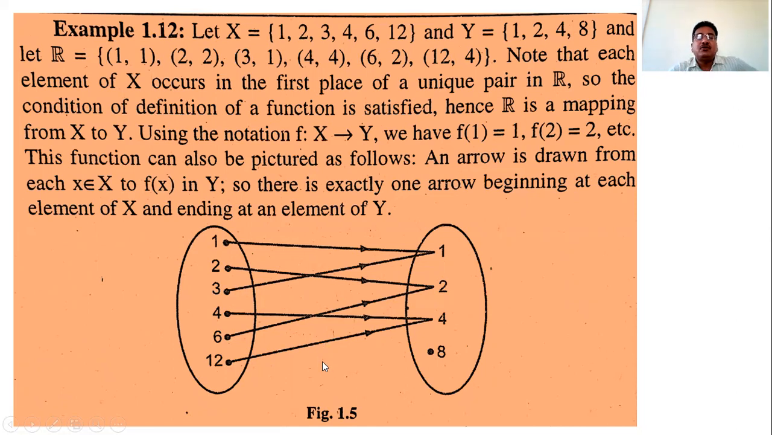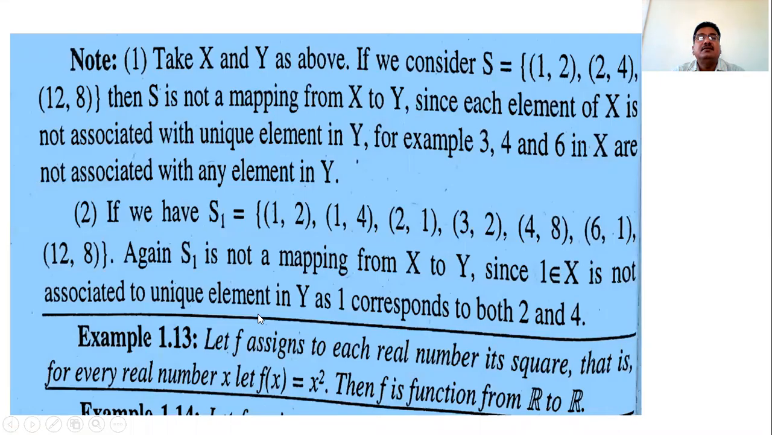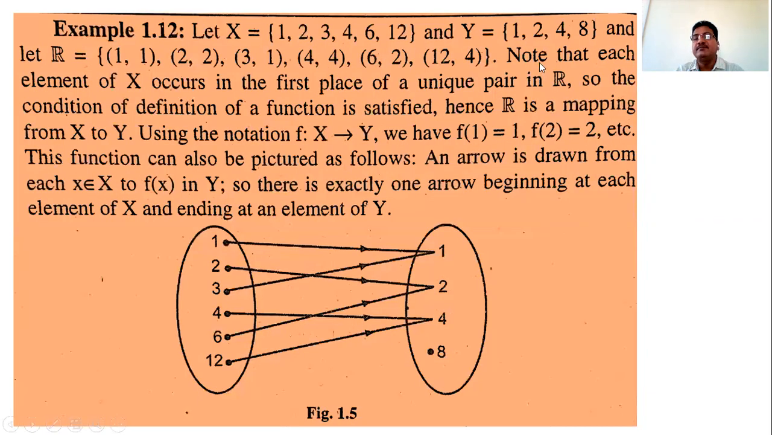This is a function because each element of X is related to a unique element. If you observe, 1 is related to only one element, 2 is related to only one element, and therefore each element is related to a unique element of Y, and therefore this is a function. Example of a function. Then note, take X and Y as above. That is, this is the X and this is the Y.